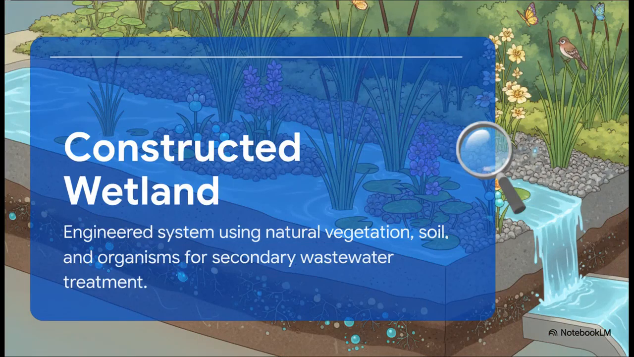Okay, let's dive right into this. A constructed wetland is, well, it's defined as an engineered, artificial wetland that's specifically designed to mimic natural vegetation, soil, and organisms. The main goal here? To provide secondary treatment to wastewater. So it's not just some random pond you dig in the backyard, right?